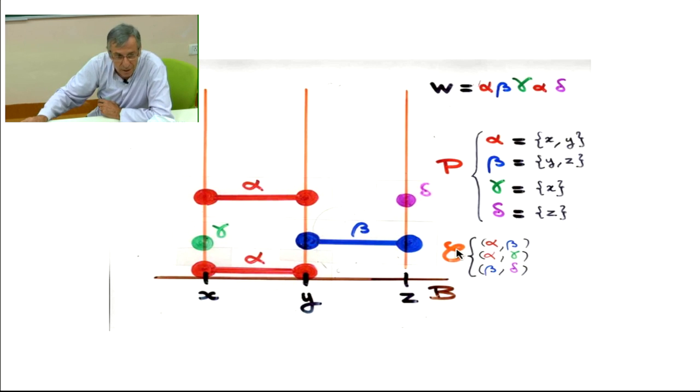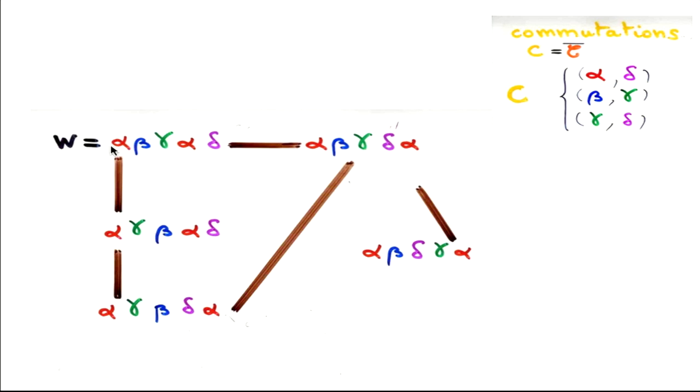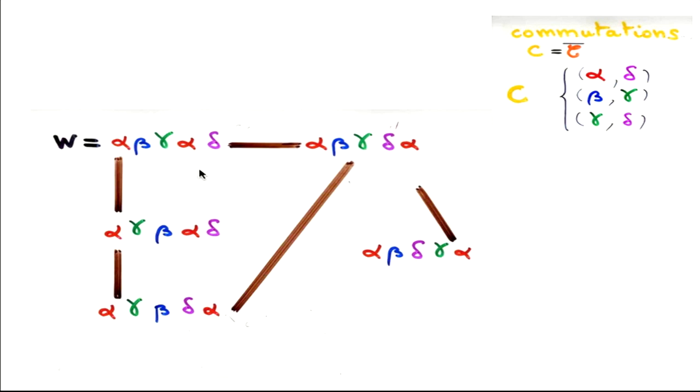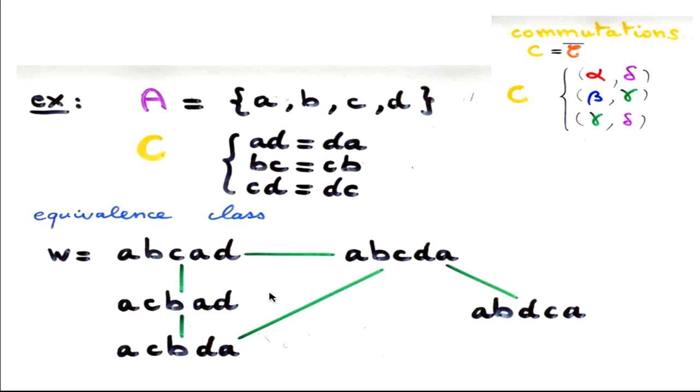So the concurrency, the dependency relation is: alpha and beta have an element in intersection, alpha and gamma have an element in intersection, beta and delta have an element in intersection. So this is a dependency relation between the basic pieces alpha, beta, gamma, delta. Now you remember this picture? I claim that these are the 5 words giving the same heap. You can check that these 5 words give the same heap, and these 5 words are exactly the 5 words of the beginning.